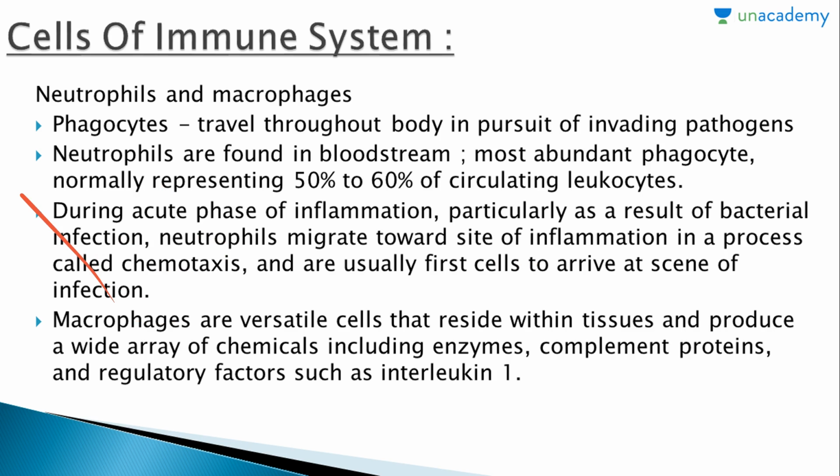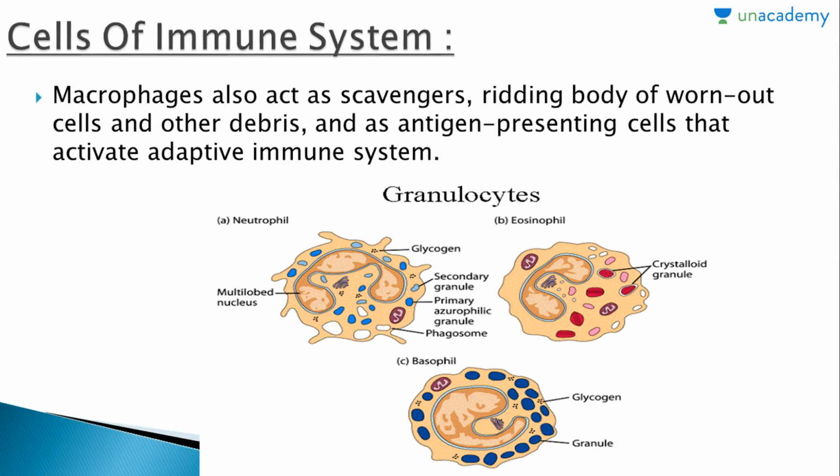Now the macrophages are versatile cells that reside within the tissues and produce a wide array of chemicals, including enzymes, complement proteins, and regulatory factors such as interleukin 1. These are the regulatory factors that regulate the immune system. The macrophages also act as scavengers, ridding the body of worn out cells and other debris, and as antigen presenting cells that activate the adaptive immune system.